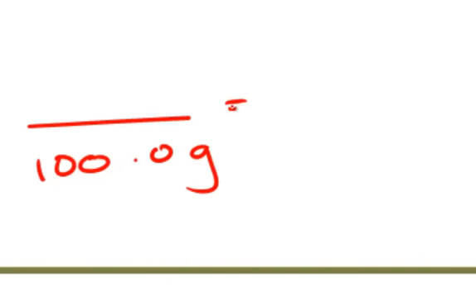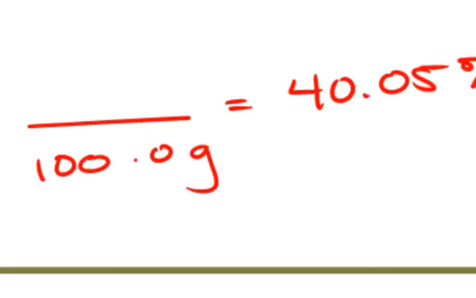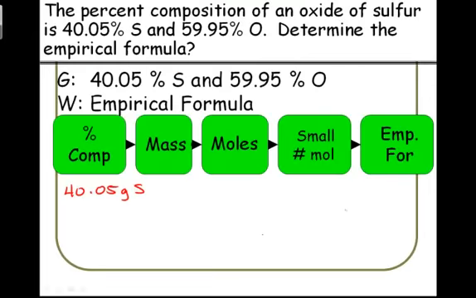So if we assume 100 grams of the substance, and we have 40.05%, well, what number divided by 100 will give us 40.05%? 40.05. So for oxygen, we'll take 59.95 grams of oxygen. Now that we have the mass, we're going to convert to the number of moles.